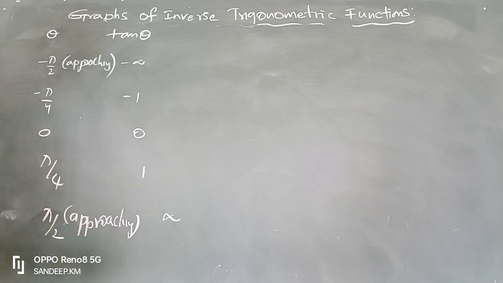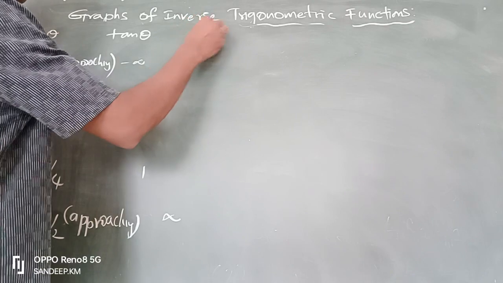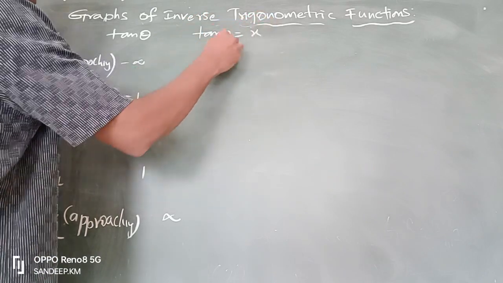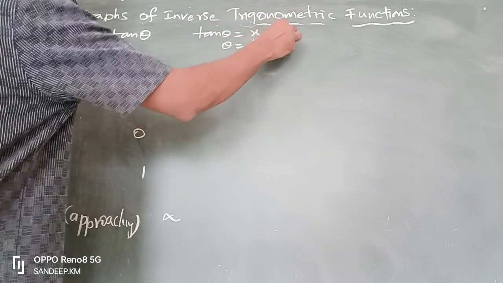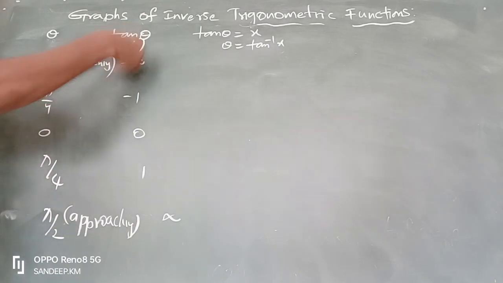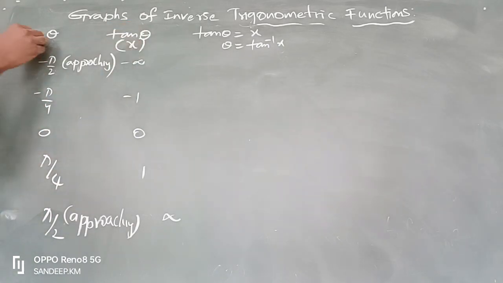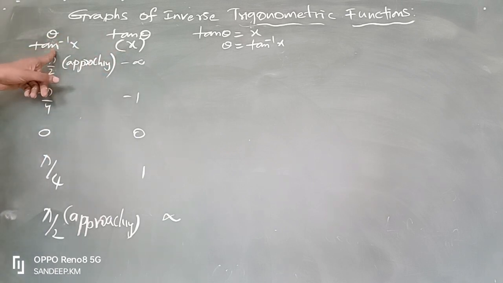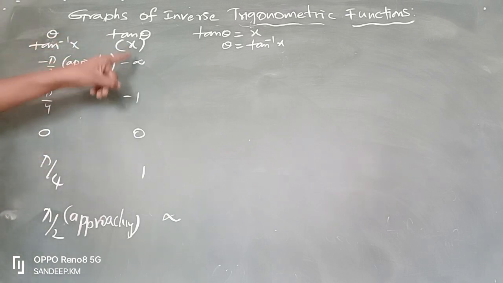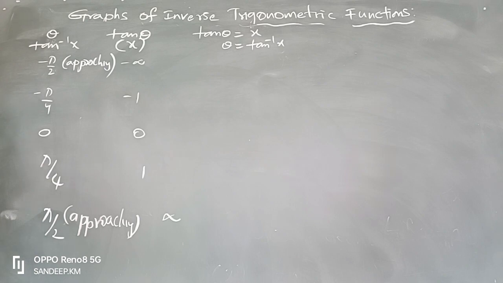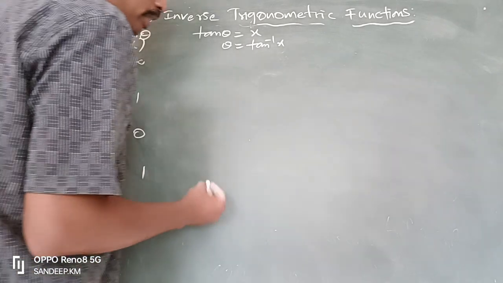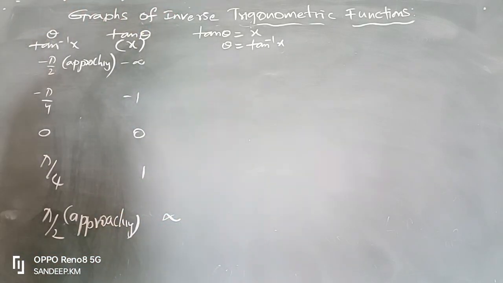Now to draw the graph of tan inverse x, let tan theta be equal to x, then theta is equal to tan inverse x. So if tan theta becomes x, then theta will be tan inverse x. That means if input is x, then the output will be tan inverse x. So these are inputs and these are outputs. So I am going to draw the graph of tan inverse x.